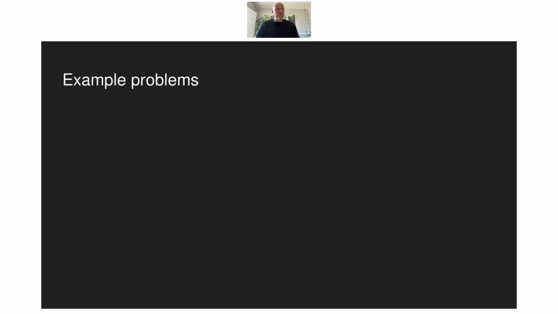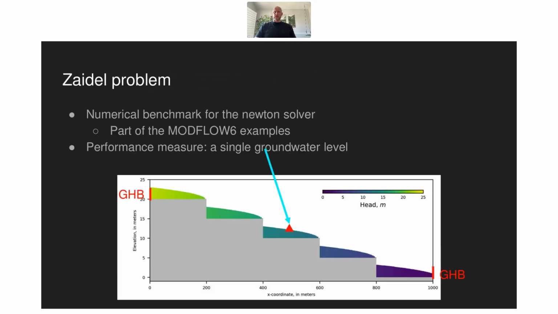Okay, example problems. How are we doing on time? Doing good, doing good. Okay, the first problem, this is a simple synthetic two-dimensional cross-section model called the Zidell problem. So it's an XZ cross-section. We introduce some water over on the left side at the top. It flows over each one of these stair steps and leaves the model down at the bottom.